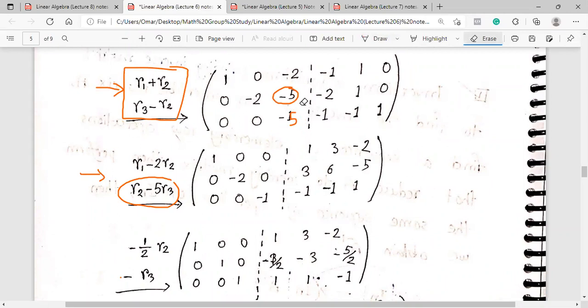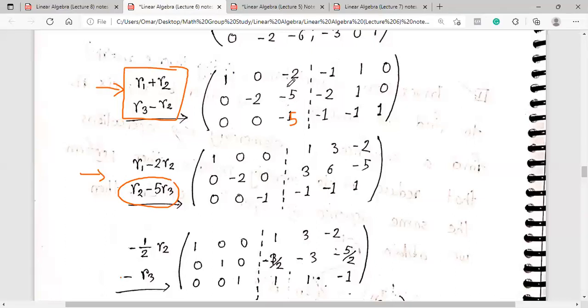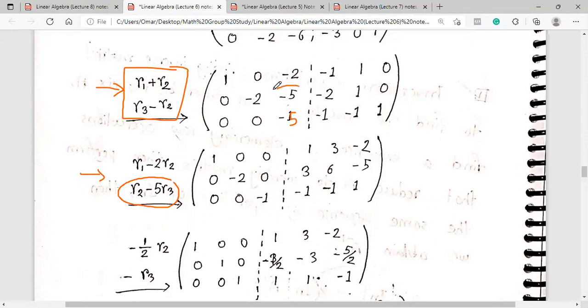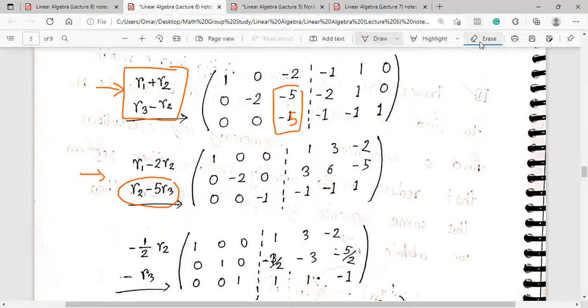To cancel them, the process is very easy. You need to make these two the same number. It doesn't matter whether it is plus or minus. You just need to make them the same number. And now if you subtract the third row from the second row, it will become -5 minus -5. So it will become 0, right?